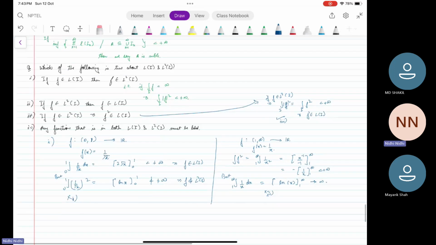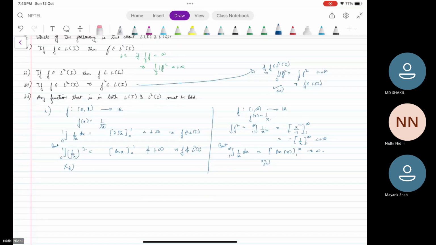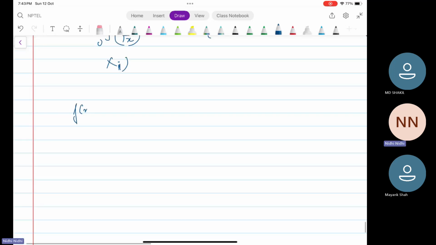Okay, let's look for an example such that the function is integrable, its square is integrable, but the function is not bounded. So I take f(x) to be 1 upon x to the power 1 by 3. This is clearly unbounded.